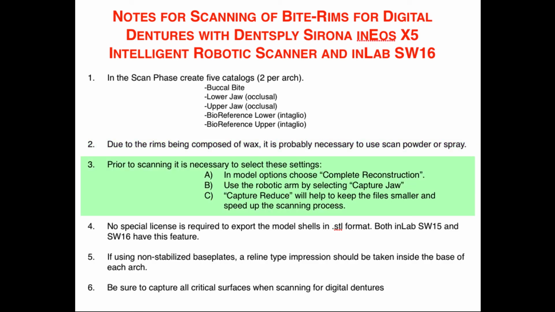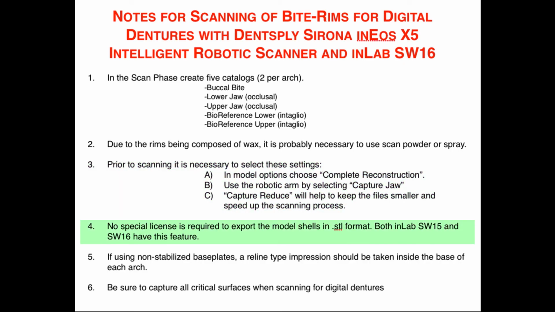3. Prior to scanning, select the following settings. In model options, choose complete reconstruction. Most of the inEos X5 scanners are set to reduce reconstruction by default. So make sure you select complete reconstruction in the scan phase. Use the robotic arm by selecting capture jaw. Don't try and do this manually. You'll be wasting your time. Capture reduce will help to keep the file small and speed up the scanning process.